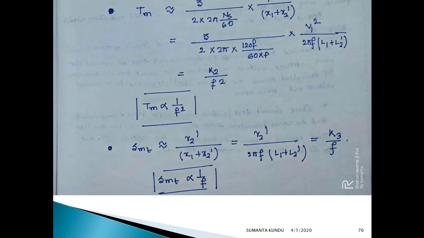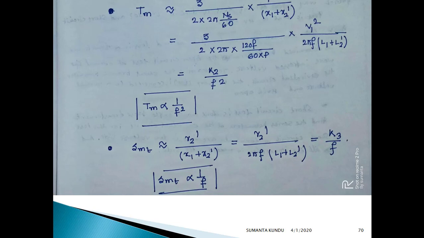That means the core will become saturated, which in turn will increase the core losses. So at lower frequency the copper loss is increasing and the core loss is also increasing. So it will reduce the overall efficiency of the motor.